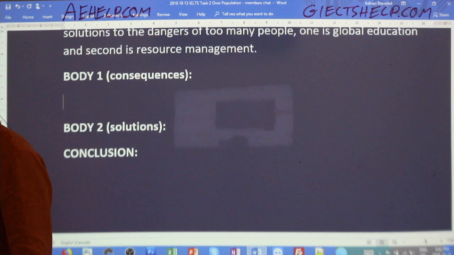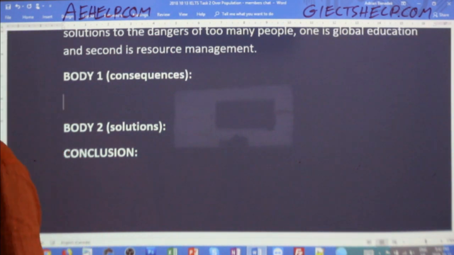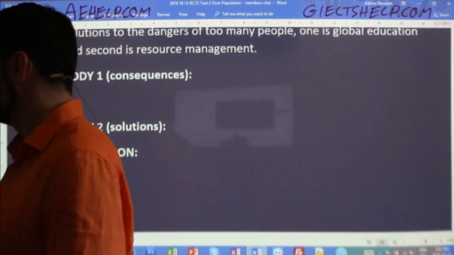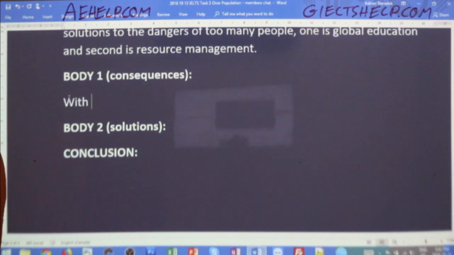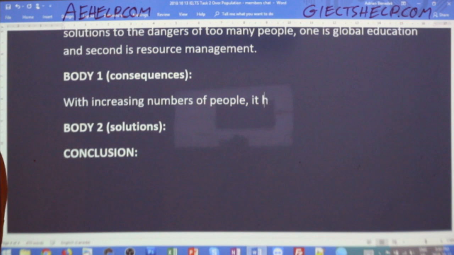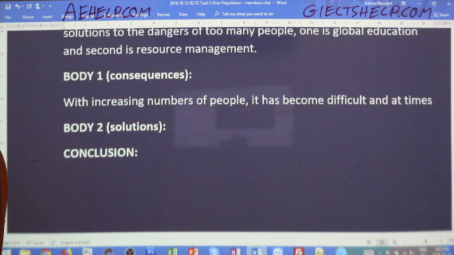Give me a topic sentence, members. Okay. Manisha says, with the increasing number of inhabitants, it has become problematic to provide the basic amenities such as food, water, and shelter for everyone. Yeah, absolutely. So you can simplify that a little bit, Manisha. Don't overcomplicate. With increasing numbers of people, it has become difficult and at times impossible.